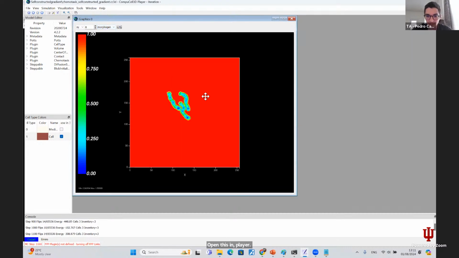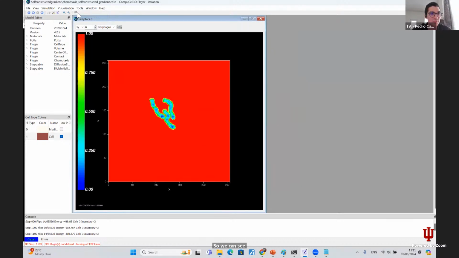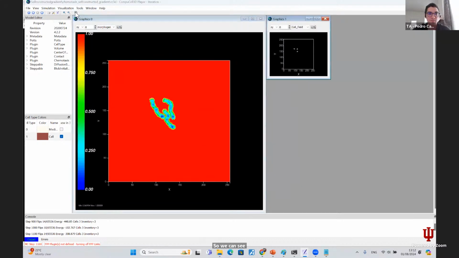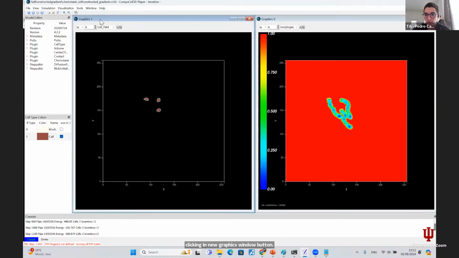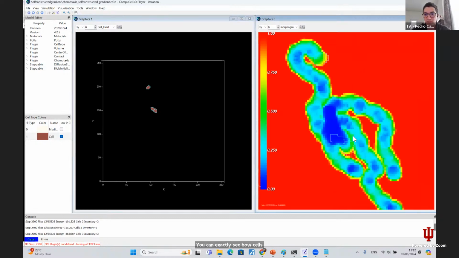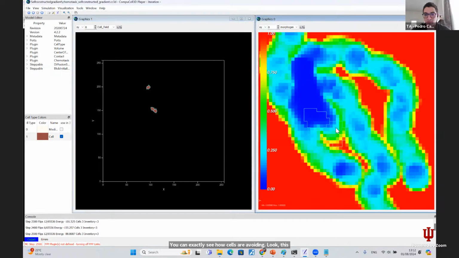Yes. So we can see here, I will get another window by clicking the new graphics window button, and then I will hit tile, so it organizes the windows for me. And here we can see what's going on. You can see exactly how the cells are avoiding. Look, this is super interesting. Look at what the cells are doing.